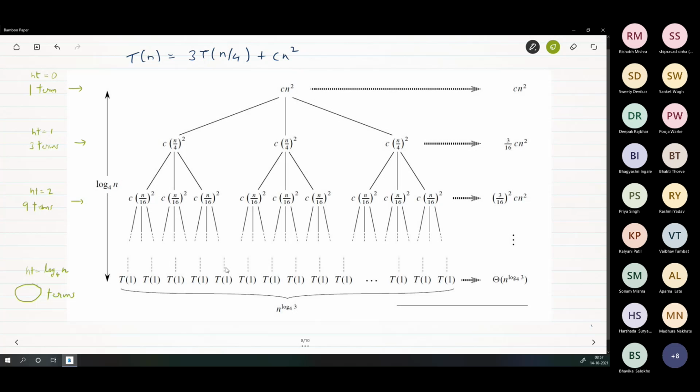It should be easy. At height 0 we have one term. At height 1 we have 3 terms. Height 2 we have 9 terms. Height log n to the base 4, how many terms should we have? 3n squared. 3n squared. At height 2 we have 9 terms. So how will you get 9 when you take height equal to 2, if you say it is 3n squared?